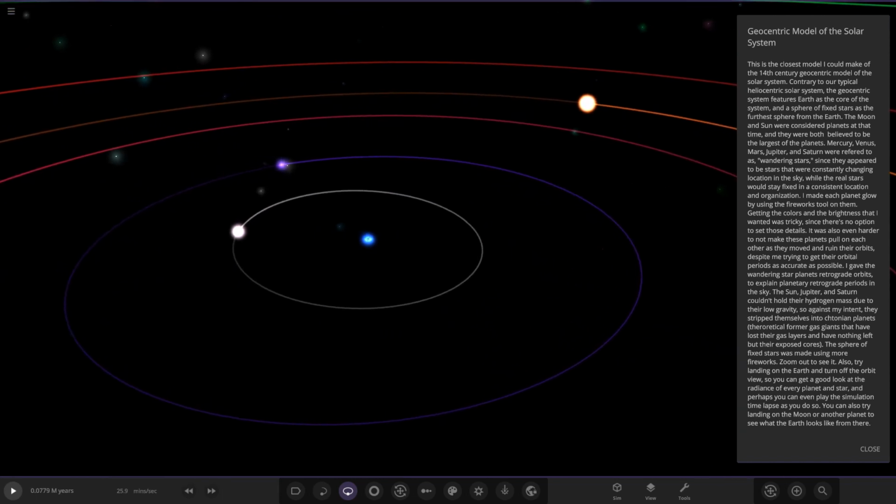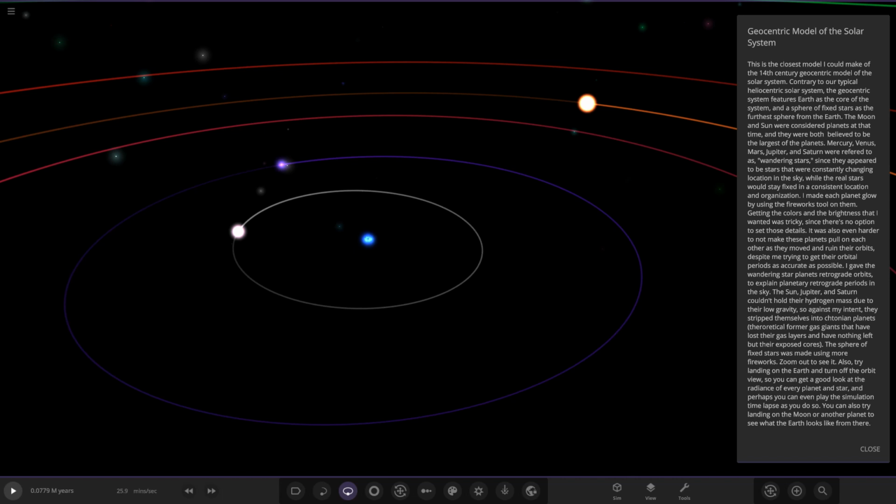That's really cool. Right, the moon and the sun were considered planets at the time, and they were both believed to be the largest of the planets. Mercury, Venus, Mars, Jupiter and Saturn were referred to as wandering stars, since they appeared to be stars that were consistently changing location in the sky, because obviously they were all moving as well, while the real stars would stay fixed in a constant location and organisation, because they're so far away, you wouldn't notice anything even if they did move just an inch or whatever. So really cool stuff.